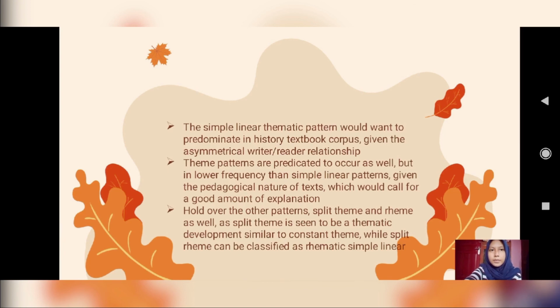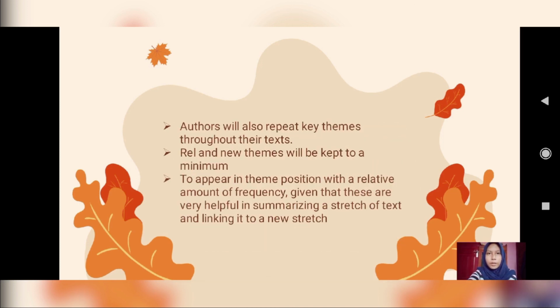1. The simple linear thematic pattern would be predicted to predominate in the history textbook corpus, given the asymmetrical writer-reader relationship. 2. Theme patterns are predicted to occur as well, but in lower frequency than simple linear patterns, given the pedagogical nature of the text, which would call for a good amount of explanation. 3. Hold over the other patterns, split theme and rheme as well. A split theme is seen as a thematic development similar to constant theme, while split rheme can be classified as rhematic simple linear.